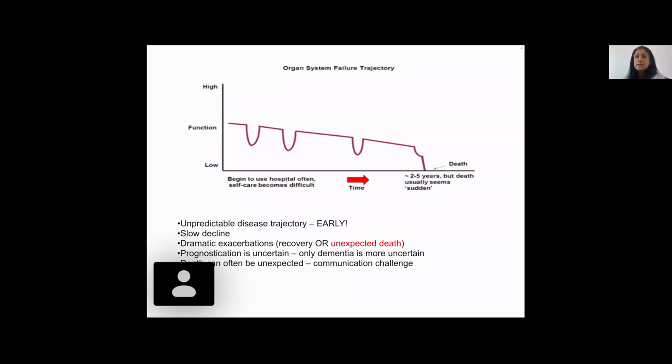Communication challenge is mainly for this reason, which is we don't have the best way to offer prognostication for how sick somebody becomes. But intuition and functional capacity, how much a person can do, is the way we go, right? So we have to be flexible with it.